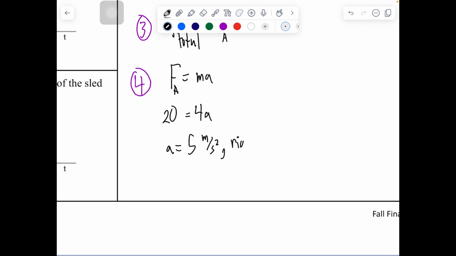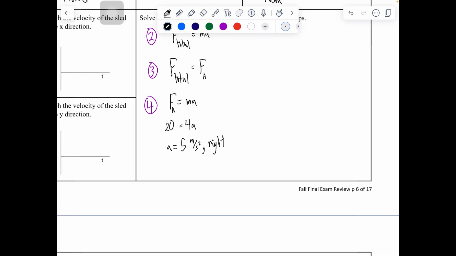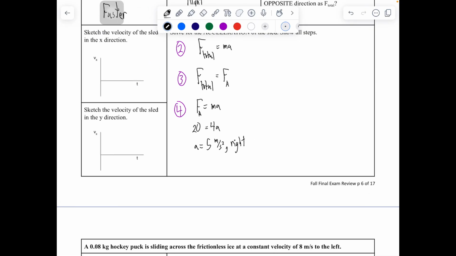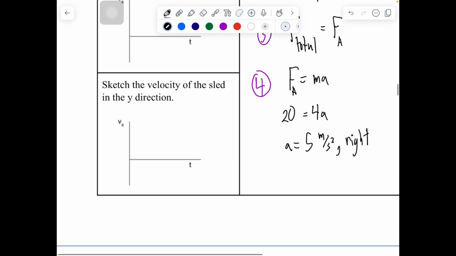We could say, well, the force, that total force is to the right. Acceleration and total force always point in the same direction. So that acceleration is to the right. Velocity of the sled in the y direction, it's not moving vertically. It's not going up, it's not going down. It's just pushed across some surface. So the velocity should be 0 and it should stay there.